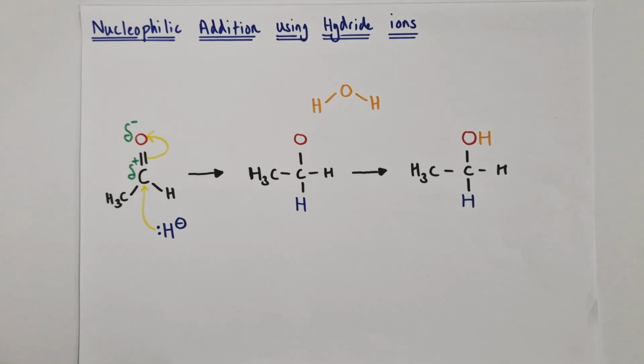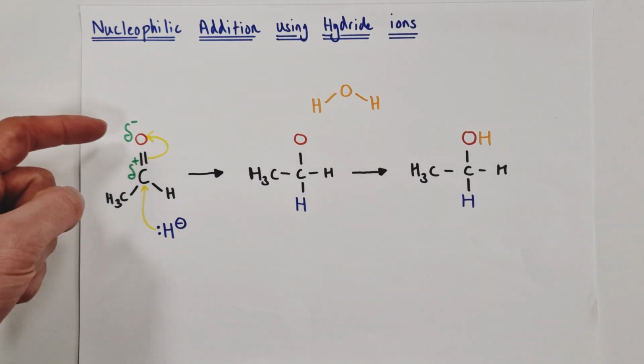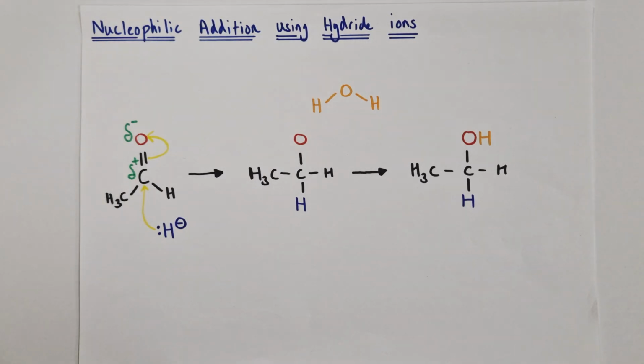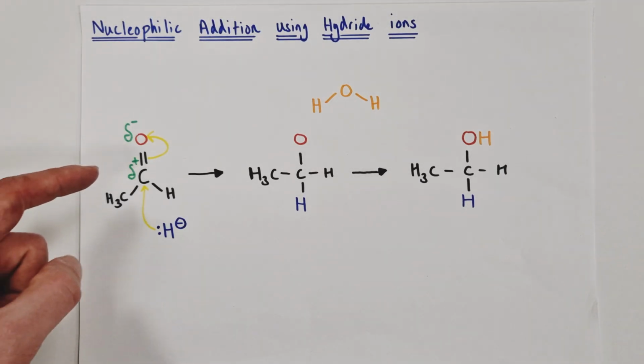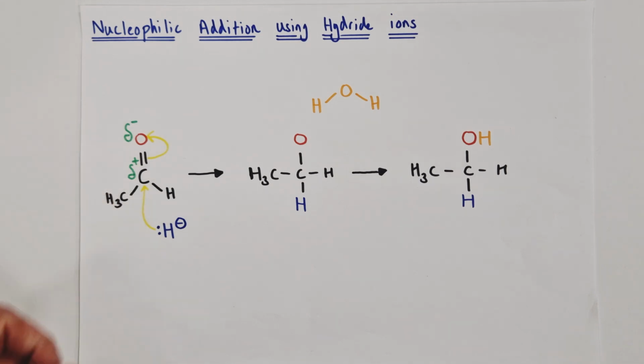So what we can see here is that, due to the difference in electronegativity between the carbon and the oxygen, the oxygen being more electronegative in nature, it'll be pulling electron density towards itself, creating a delta negative charge on the oxygen and a delta positive charge on the carbon. That delta positive charge is an excellent target for this nucleophile to attack. It donates a pair of electrons from itself towards the delta positive carbon to form a bond.